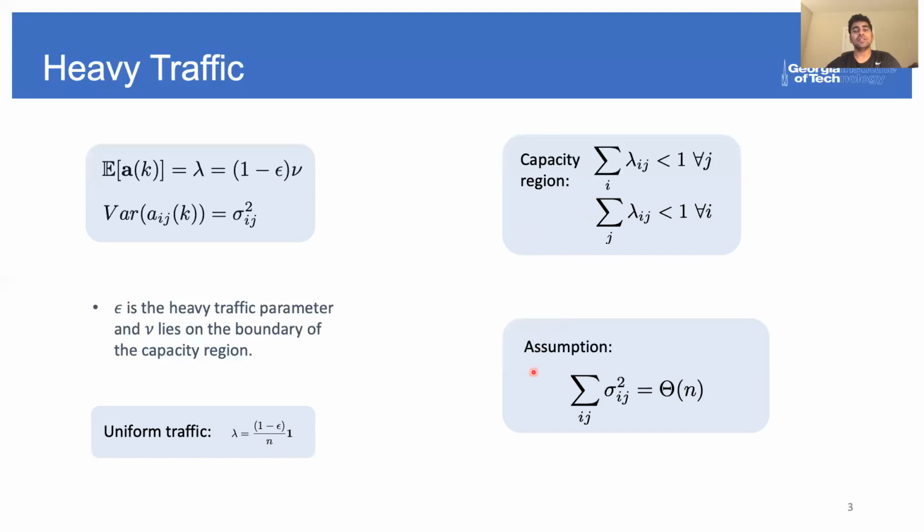For the simplicity of this talk, we will assume that the total variance is of order n. Now, this is just an assumption for this talk. It is not necessary. This can be easily relaxed.